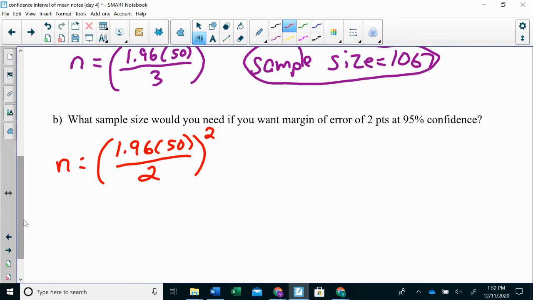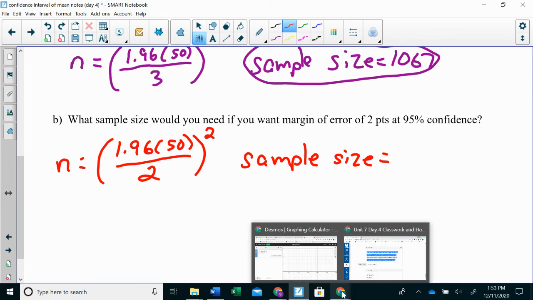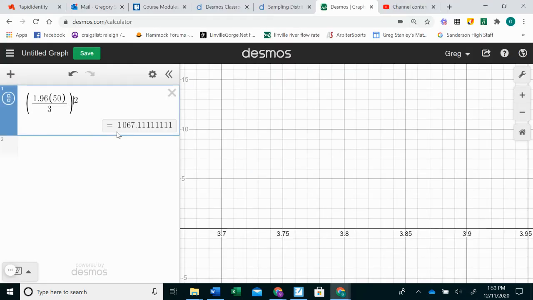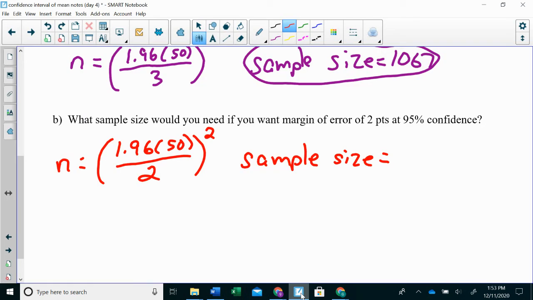And then go to Desmos, make the necessary changes. And what we're going to see is with a smaller margin of error that we're targeting, we're going to see how that affects the sample size needed. So if I change that 3 in the bottom to a 2 for margin of error, we see that the sample size has increased drastically. We now need a sample size of 2,401 to accomplish our goal.